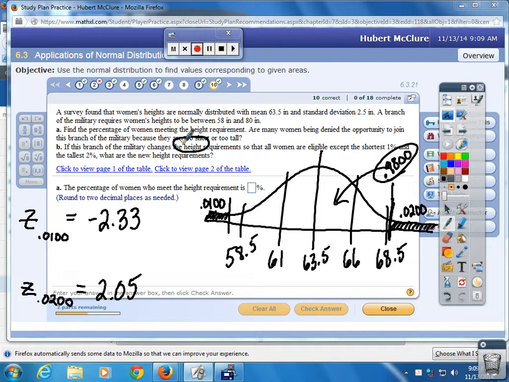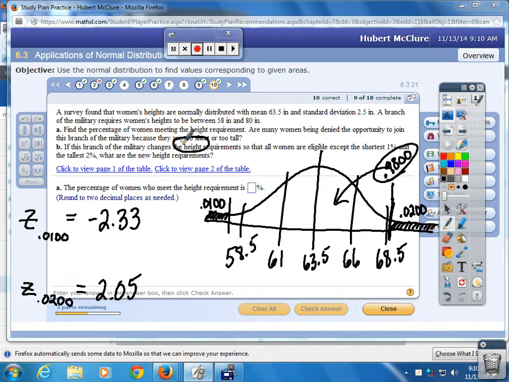You got a question? Why don't we replace that 0.0200 with that 0.98? Because your table only gives you the left-hand side. There's nowhere on the table for you to find 0.0200 on the right-hand side. The table is from the left. So to find this Z-score right here, you have to do 0.9800 because what's 0.98 and 0.02? 100%, 1.